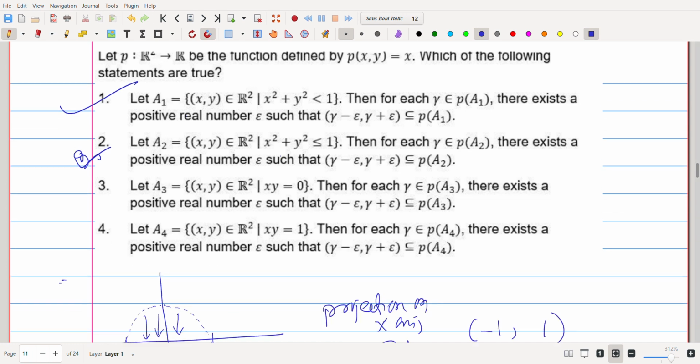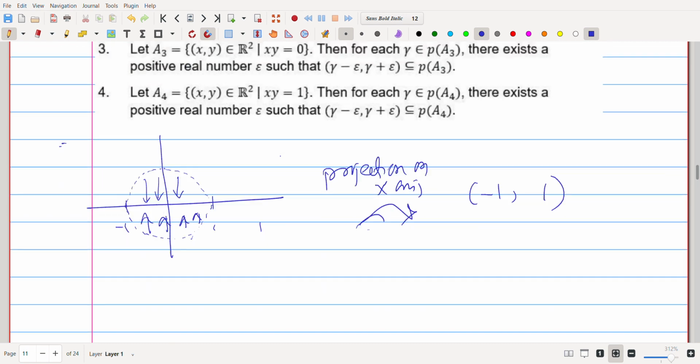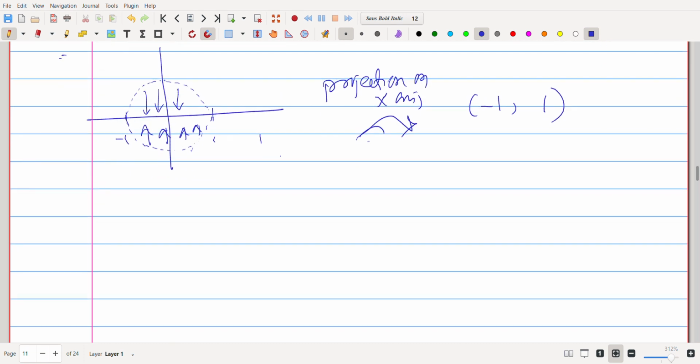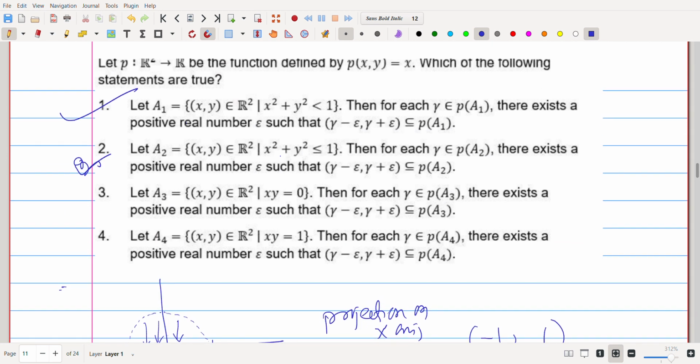Now move to the second one. Second one says the unit disk with boundary. So then for A2 this will be [-1, 1]. Hence clearly this is not open. If you take 1 or -1, then you can't have any epsilon such that this is contained in that. So this is not an open set. So the second one is false.